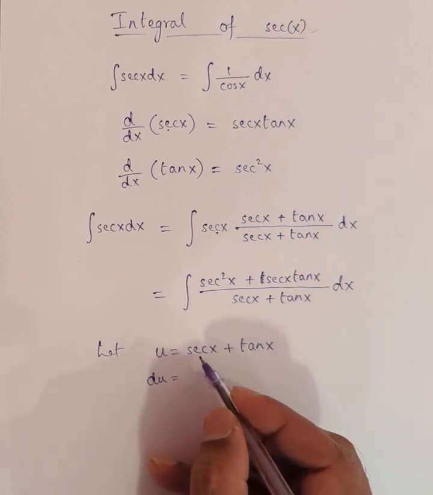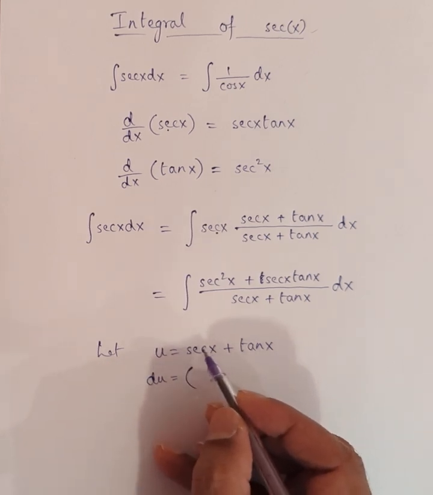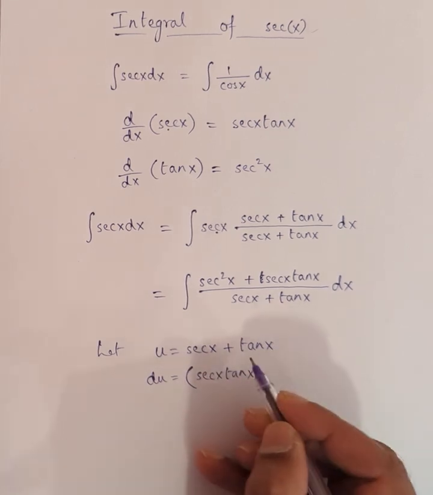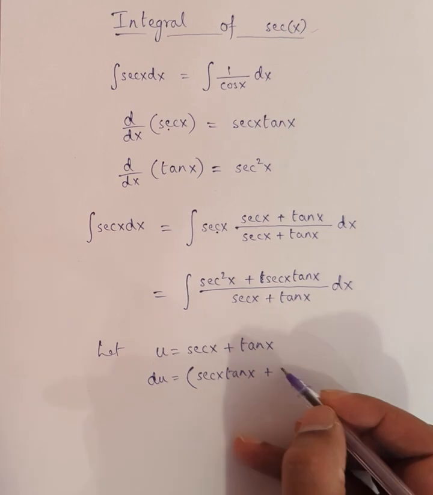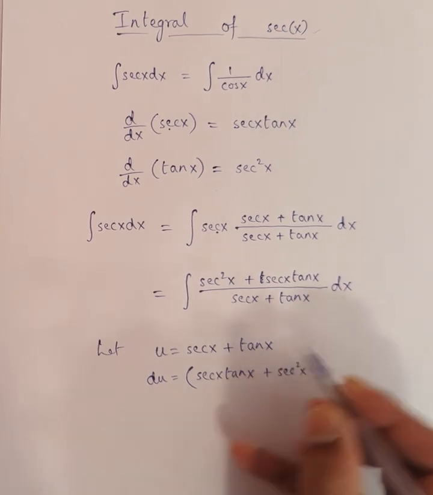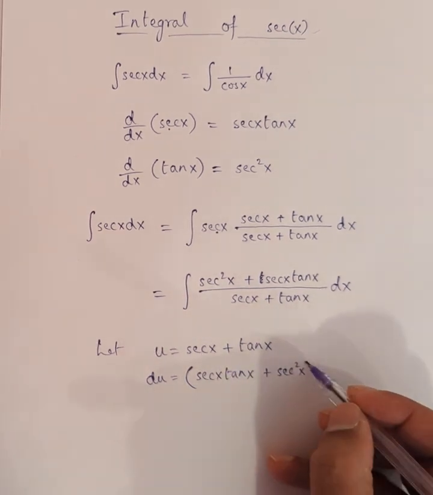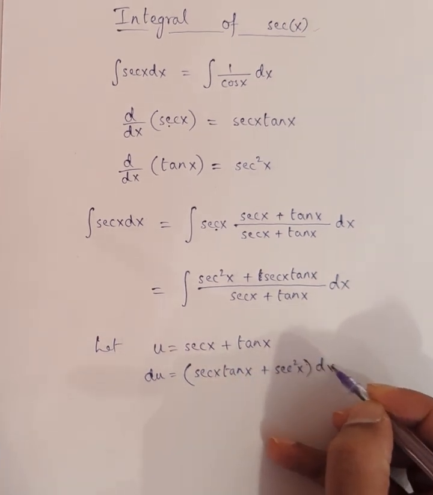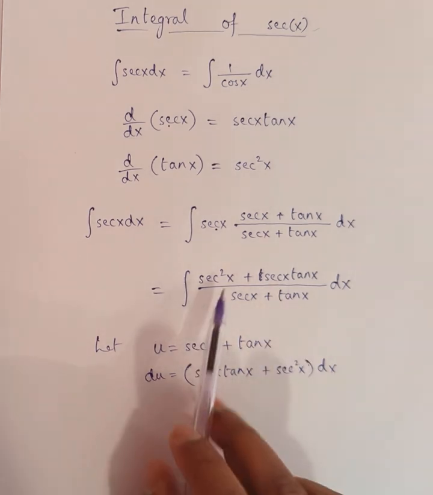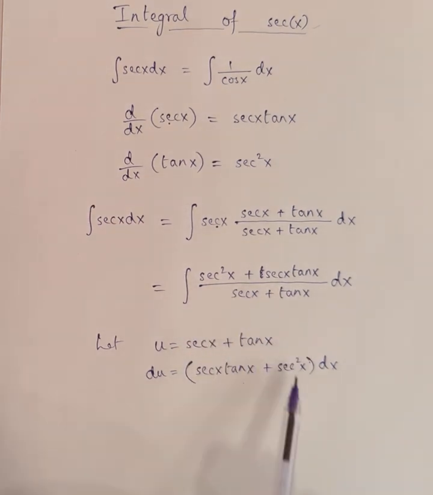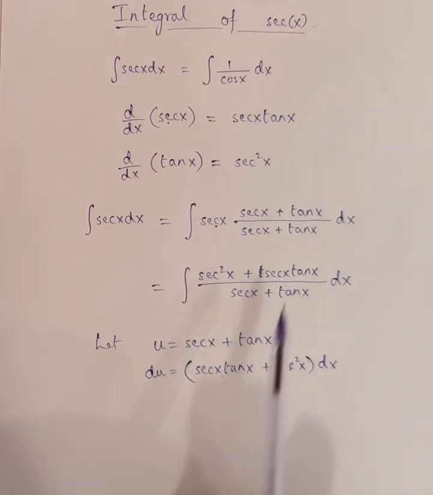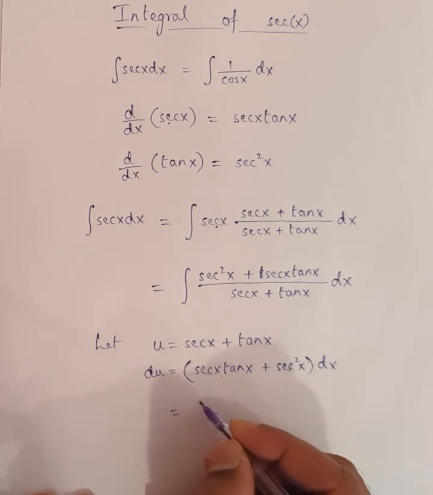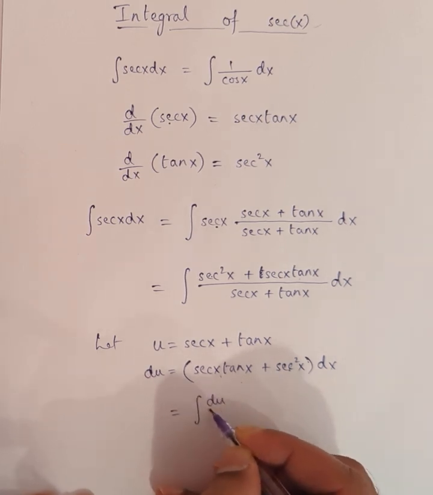Since I have a binomial, let me use parentheses. The derivative of secant x is secant x tan x, and that of tan x is secant square x. And I can differentiate each term separately and add whenever I have to differentiate. So I take the derivative, multiply with dx, and notice that's exactly what I have in the numerator. I wrote this secant square first and secant x tan x later on. So it turns out that this is simply du over u.